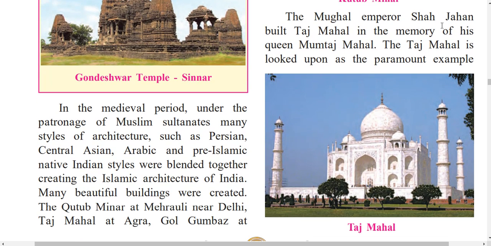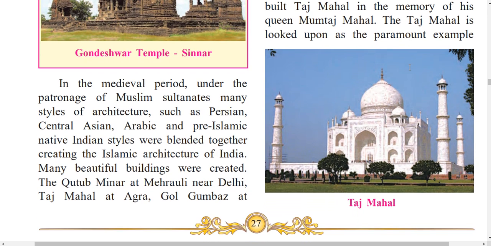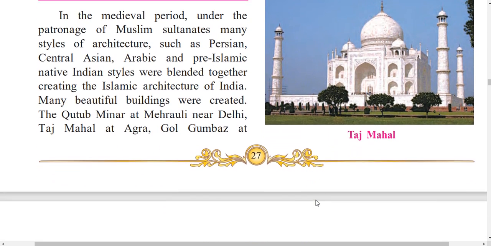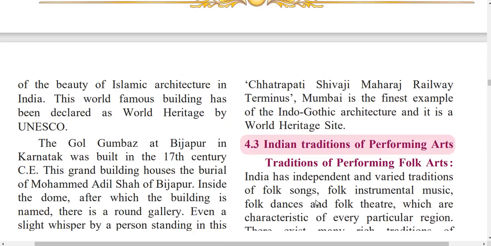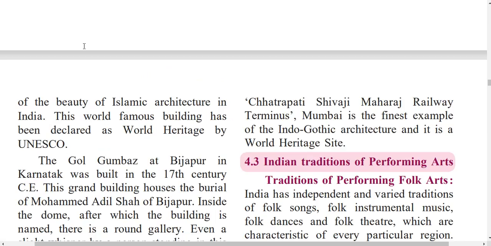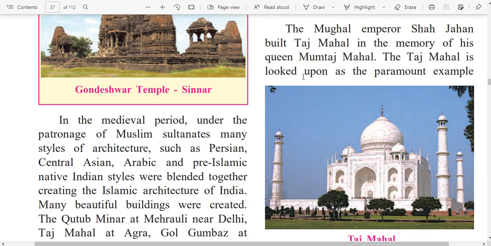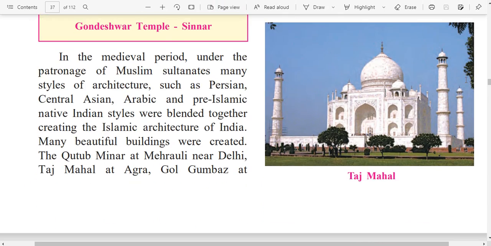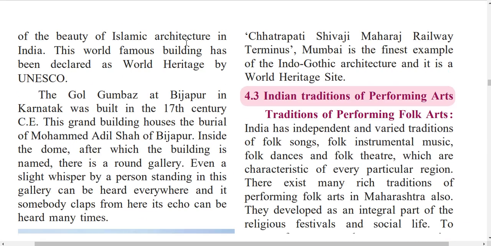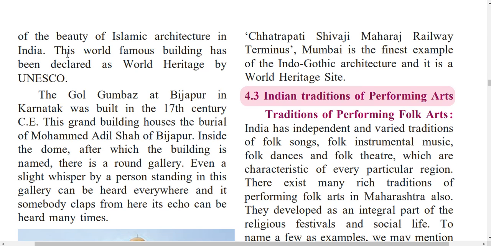The Mughal Emperor Shah Jahan built the Taj Mahal in memory of his queen Mumtaz Mahal. This is the picture of the Taj Mahal. You may have seen it earlier also. The Taj Mahal is looked upon as the paramount example of the beauty of Islamic architecture in India. This world famous building has been declared a World Heritage Site by UNESCO.